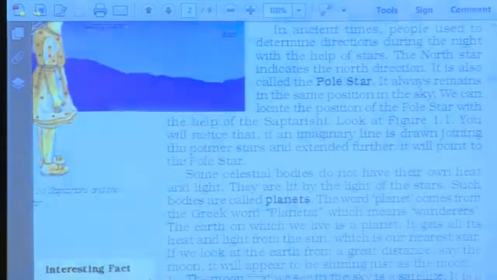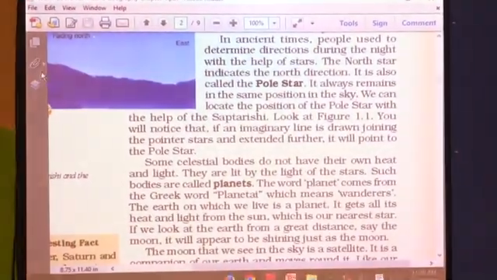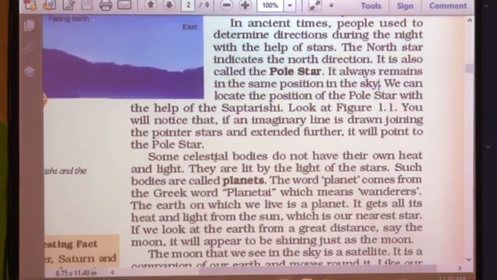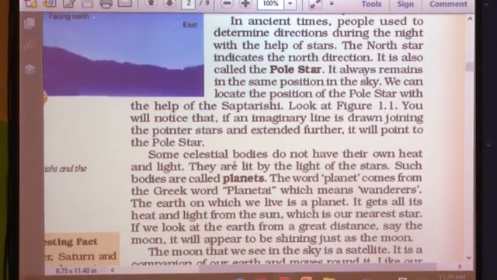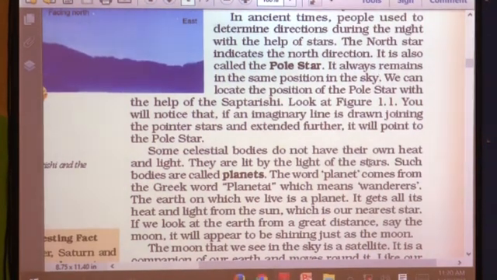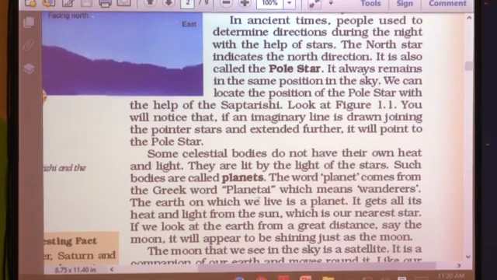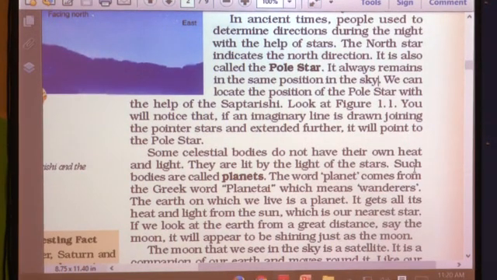Some celestial bodies do not have their own heat and light. Okay, some bodies at night do not have their own heat and light. So, what do they do? They are lit by the light of the stars. They take the light from the stars, and such bodies are called planets. Okay. The word planet comes from the Greek word planetae, which means wanderers.